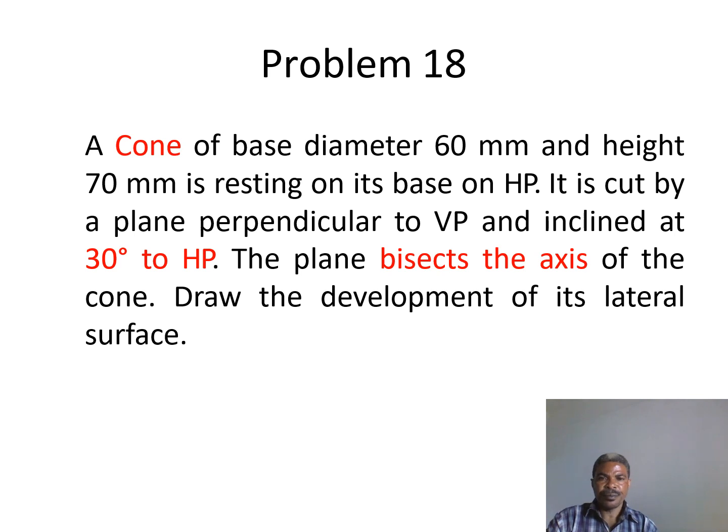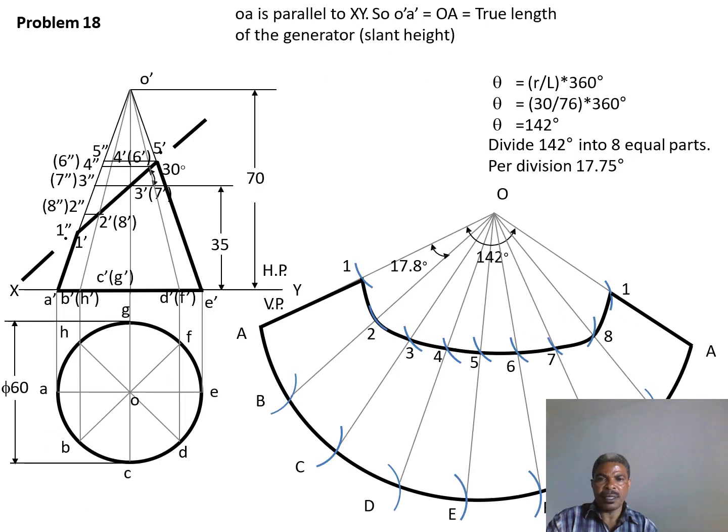Yeah, a cone. Let's see for a cone now. A cone with a base diameter of 60 millimeters and a height of 70 millimeters is resting on its base on the horizontal plane. It is cut by a plane perpendicular to the vertical plane and inclined at 30 degrees to the horizontal plane. The plane bisects the axis of the cone. Draw the development of its lateral surfaces. Let's see how to go.